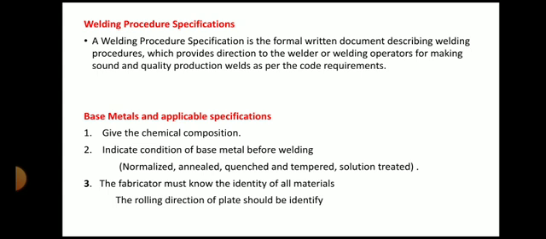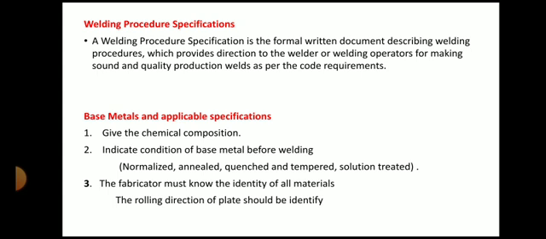The first parameter is base metal and applicable specification. It will contain the information about the base metal, so give the chemical composition of your base metal. Then indicate the condition of the base metal before welding. That means whether it is normalized, annealed, quenched, tempered or solution treated. It means whether it has gone through a heat treatment process prior to welding, and that you also have to mention.